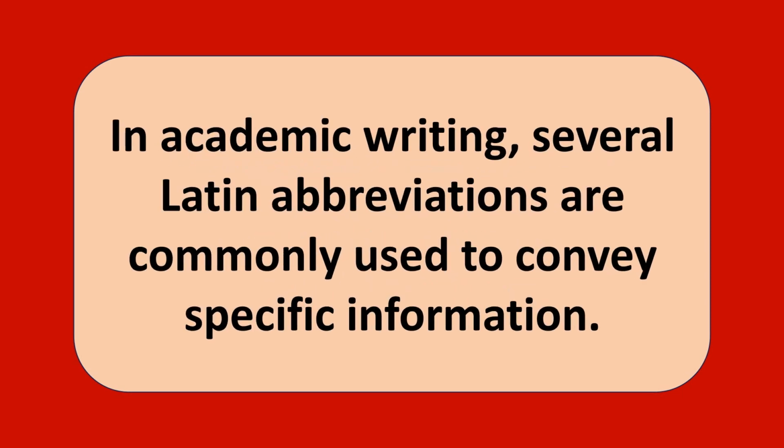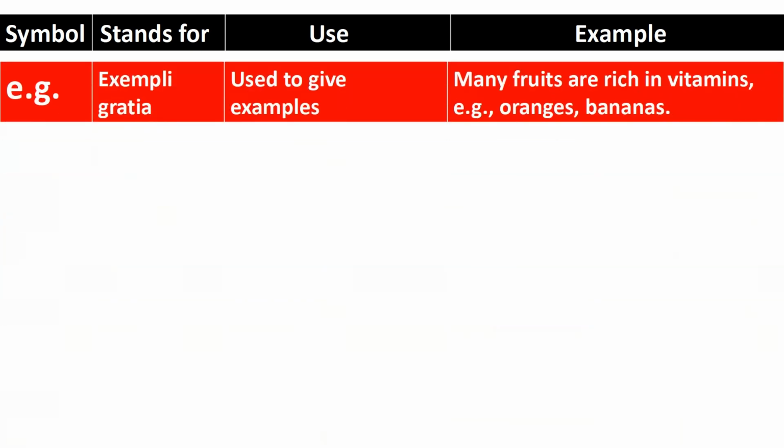In academic writing, several Latin abbreviations are commonly used to convey specific information. For instance, e.g. stands for exempli gratia, which is used to give examples. For example, we might say, many fruits are rich in vitamins, e.g., oranges, bananas.